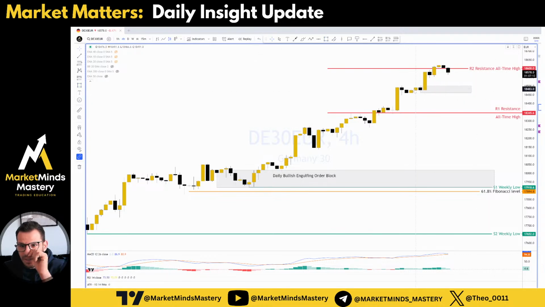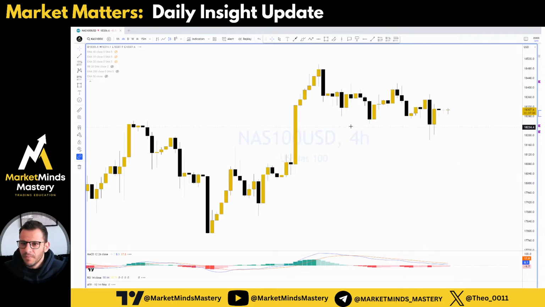Maybe at this point here, on the 4-hour time frame, I see this gap and I see this order block, or if it's going to break lower, I see this order block here. So let's see which one is going to work out.